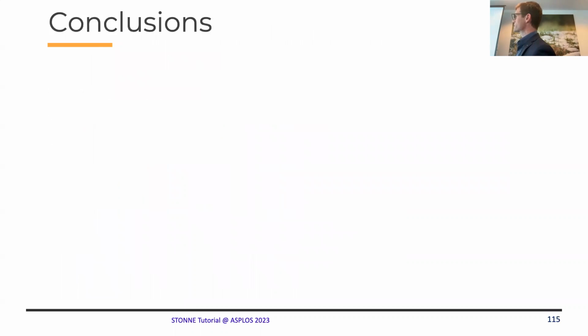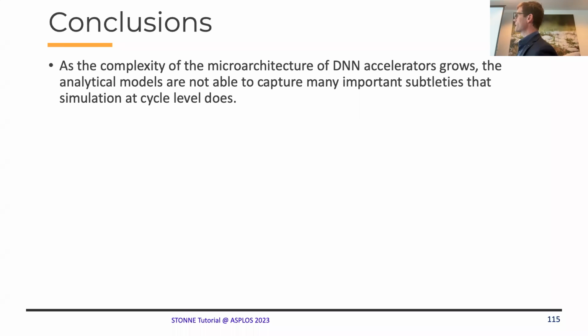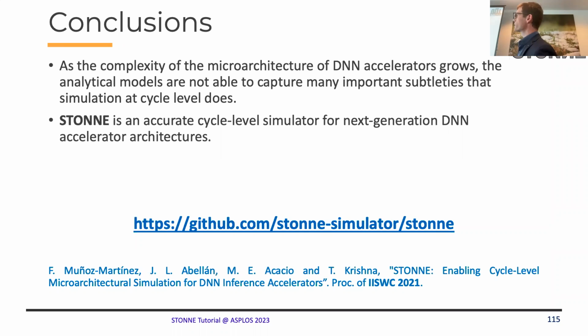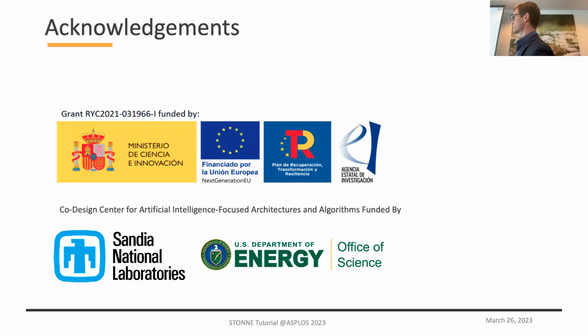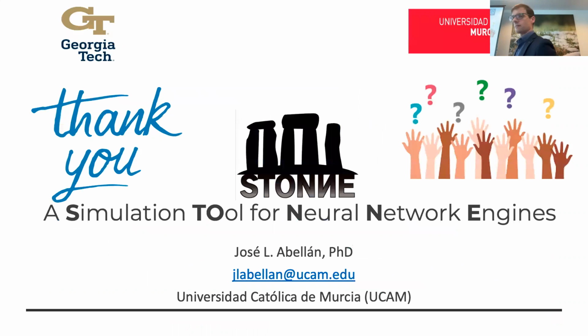And finally, just to conclude, the complexity of DNN accelerators is growing a lot. We need cycle-level simulation. STONNE is the right tool. Compared to the state of the art, it is the only tool that is capable of providing this. And it can implement rigid accelerators, such as a TPU, and flexible data-driven accelerators, performing actual computation, and also GNN workloads that you could implement using STONNE, as we are going to explain later on. And thank you very much.